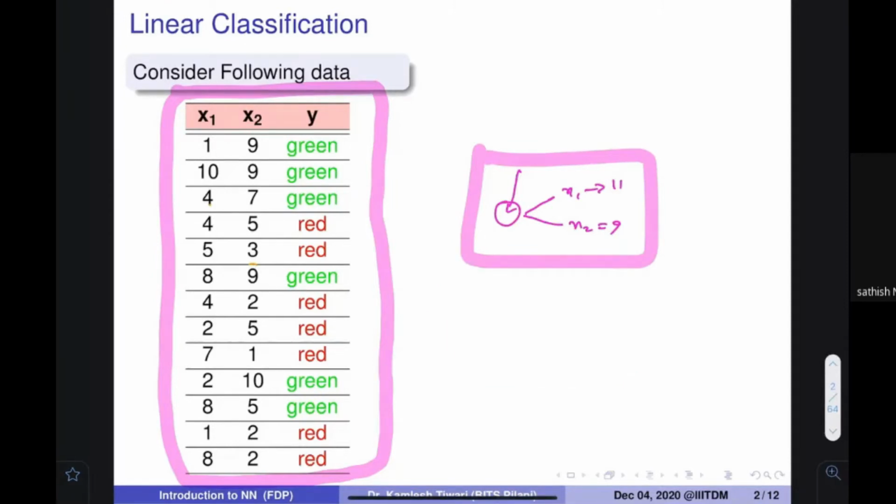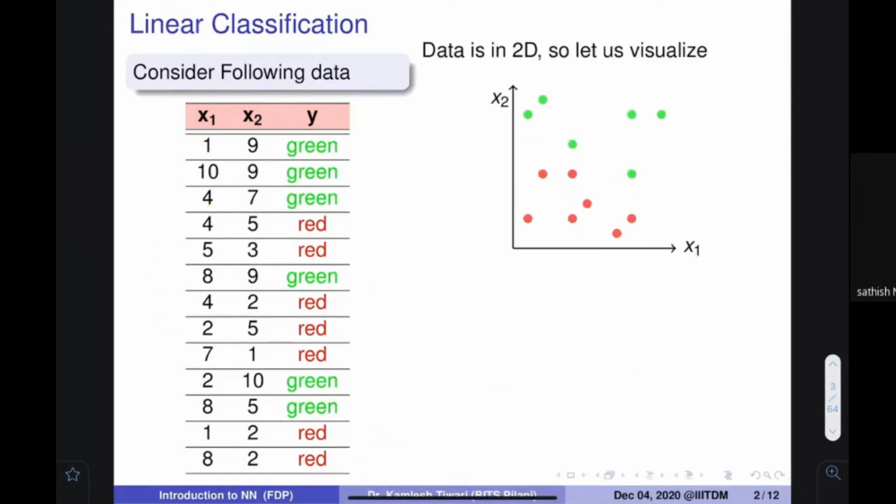So let's visualize this data. The first thing is to understand how the data is. If on the x-axis I plot x1, and on the y-axis I plot x2 as the feature, and put all these points. For example, this point is 10, 9, so this may be the point. It is a green point. Similarly, 1, 2 is red, so I think this is the point, 1, 2 is red.